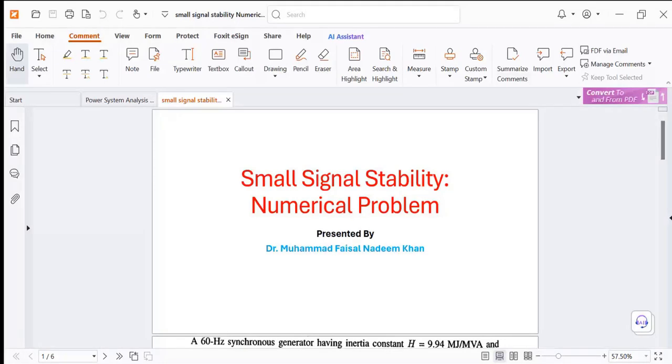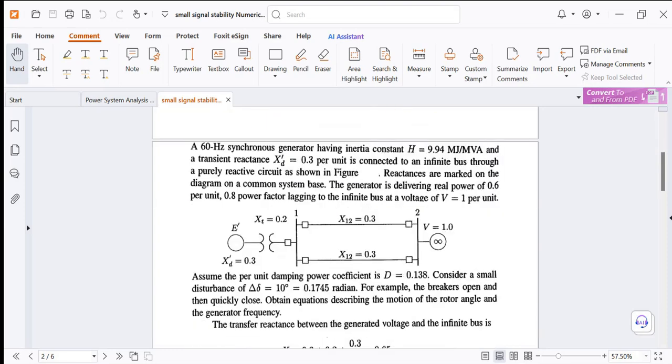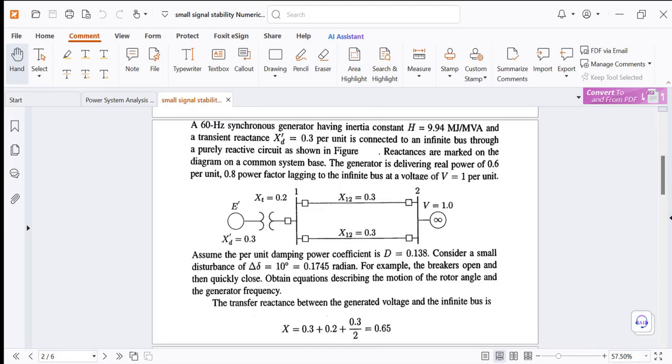Small signal stability. When there is a small disturbance on a power system, how does the system remain stable, and what is the impact on its rotor angle and the frequency of a machine? So now we will calculate and assess all these parameters using this numerical problem. First of all, what is the statement of this problem?